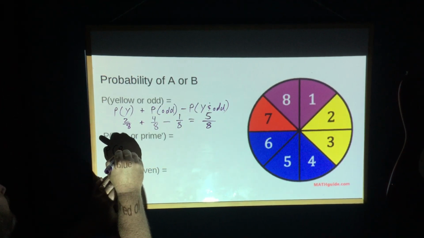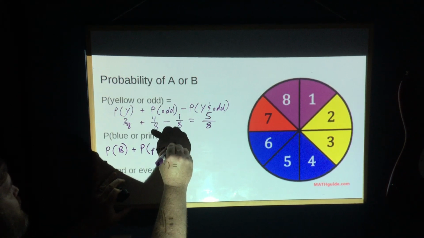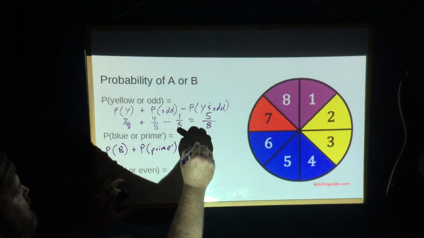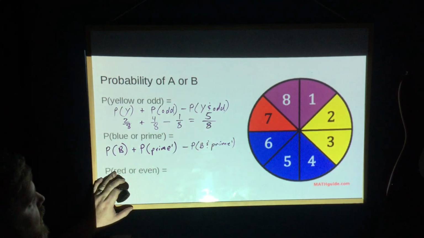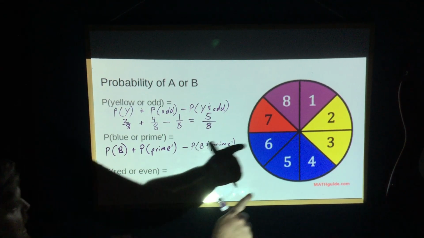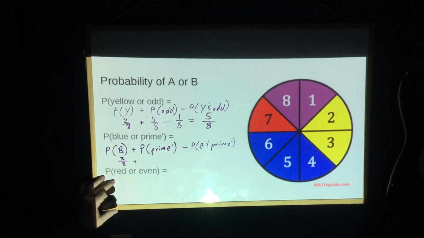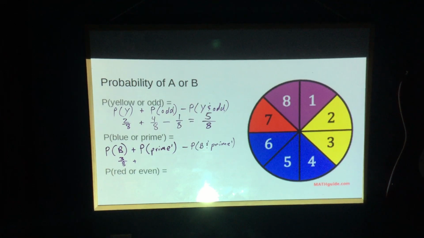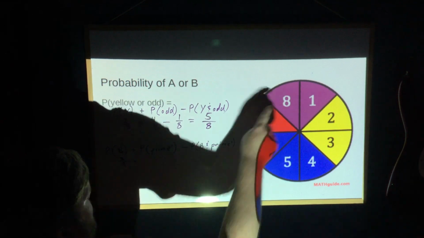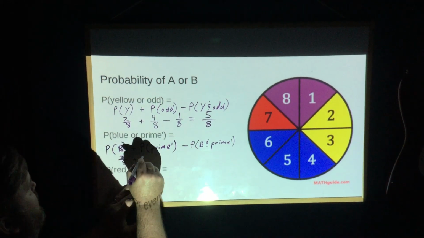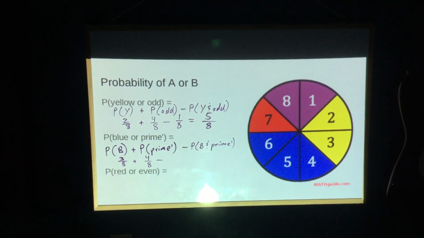So we're going to have to subtract where they happen at the same time. So probability of blue plus the probability that it is not prime minus the probability that it's blue and not prime. Blue wedges, I have 3 of them. So the probability that we land on blue is 3 out of 8. The probability that it's not prime: 1 is not prime, 4 is not prime, 6 is not prime, and 8 is not prime. So that is 4 out of 8, minus the probability that it's both blue and not prime.